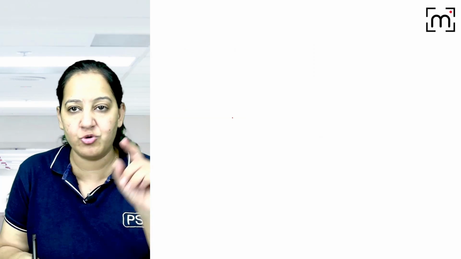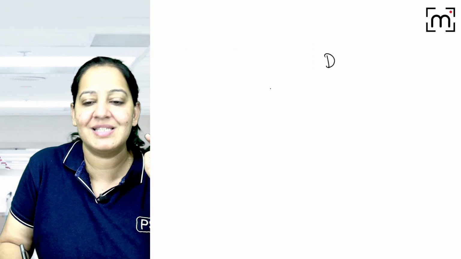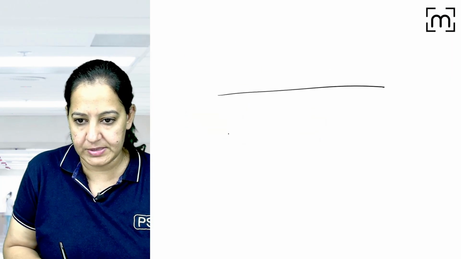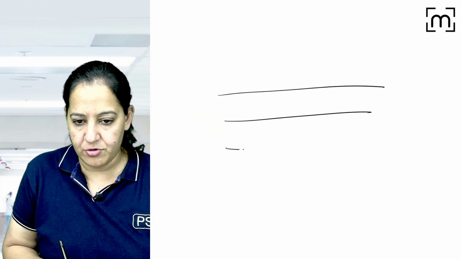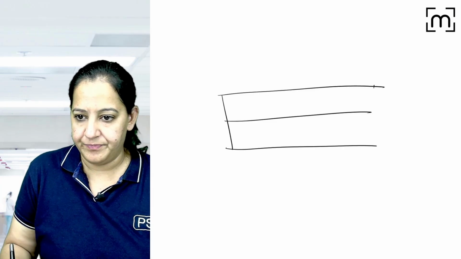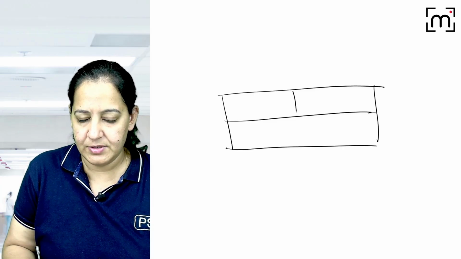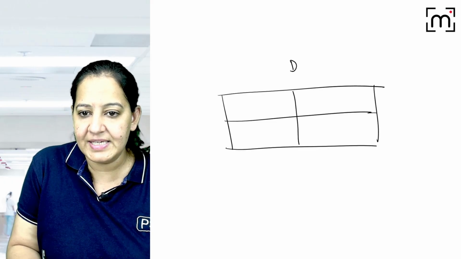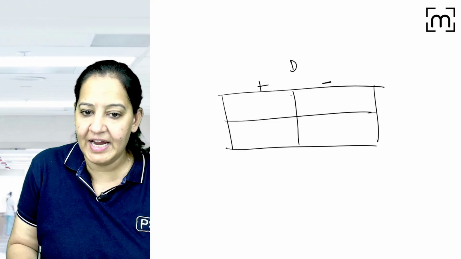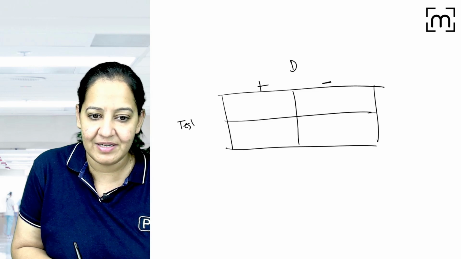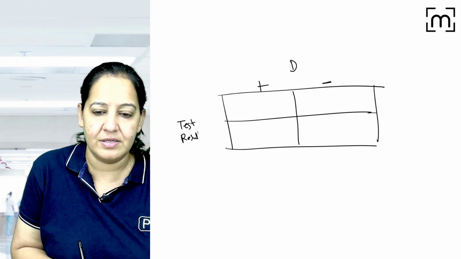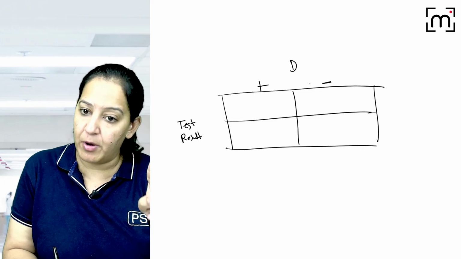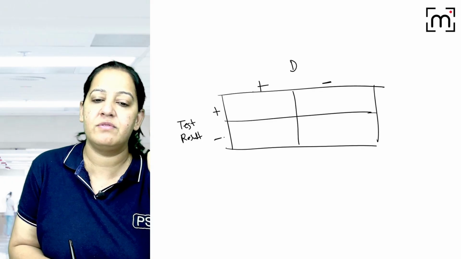I am helping you again with how to draw ABCD. Let me draw a 2 by 2 table for you. Otherwise I get confused. Okay, like this. So this is the 2 by 2 table I am drawing. Here I will write disease, positive, negative. Here I will write test result. Test result always goes on the left-hand side. Disease always goes at the top. First positive, then negative. Here also first positive, then negative.